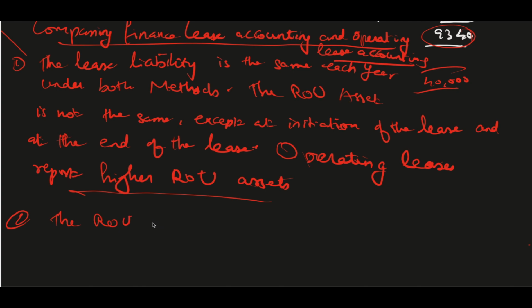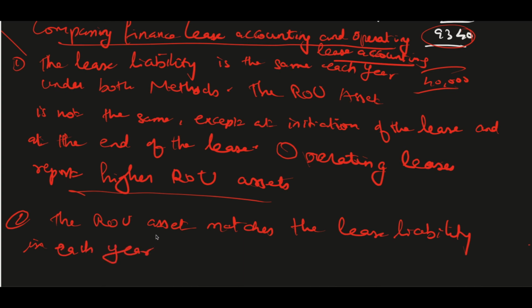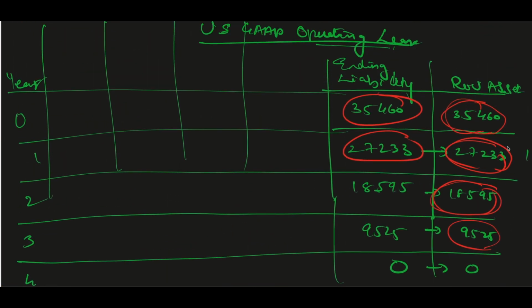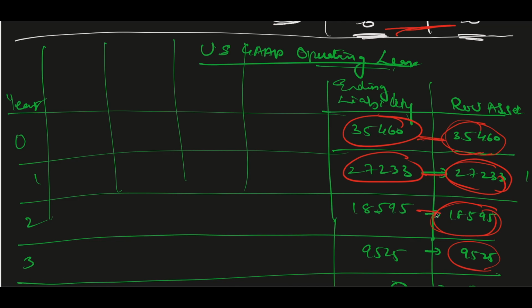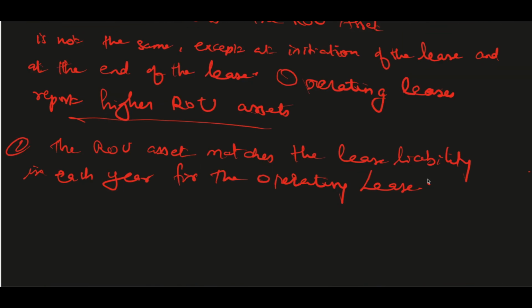Okay, then the next one: the right of use asset matches the lease liability in each year for the operating lease. So for the operating lease, both will match. That's what they mean.